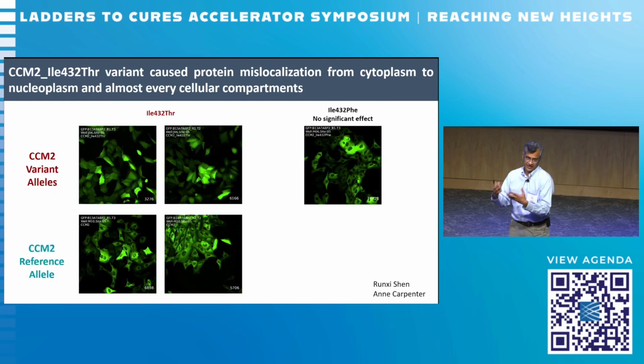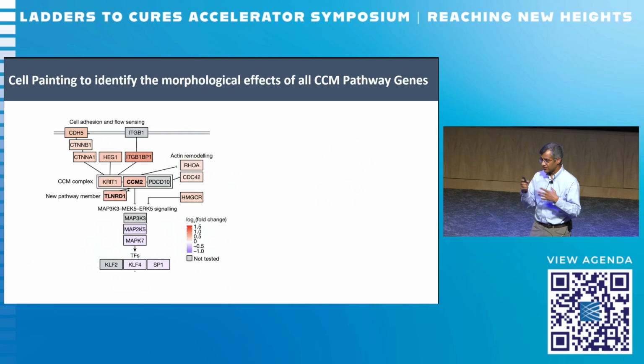So we ran through a lot of mutant alleles in CCM. What you see is that the reference allele for CCM at the bottom, the wild type allele, results in cytoplasmic localization of CCM. All the green, all the GFP-tagged CCM is in the cytoplasm. But a specific variant allele at the C-terminus end of the protein, this isoleucine 432 to threonine, changes the localization completely. It's one of the examples JT talked about, that now it's more nuclear localization. A different amino acid change at that same residue has no effect. It's still cytoplasmically located.